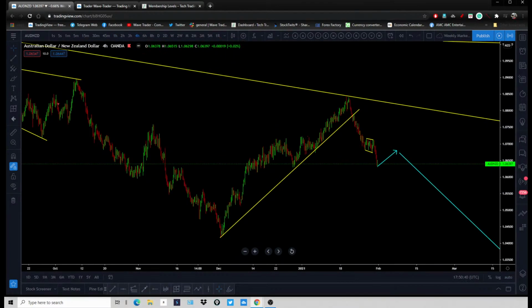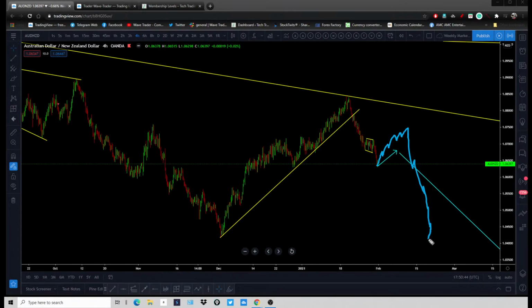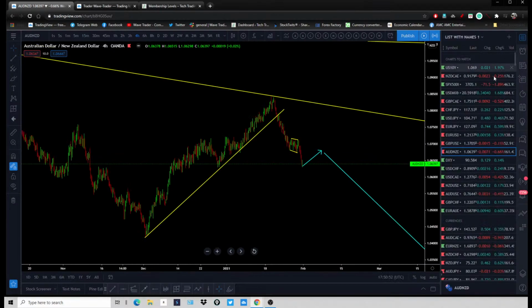The deeper the correction is going to be, the better the entry you're going to have, or that kind of head and shoulders formation. So good luck if you are in. If not, then wait.